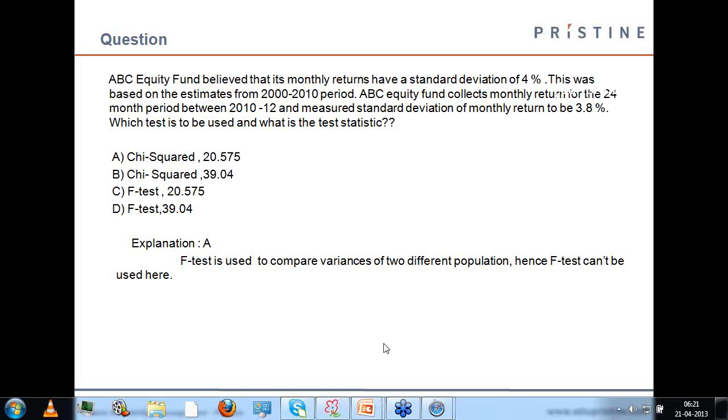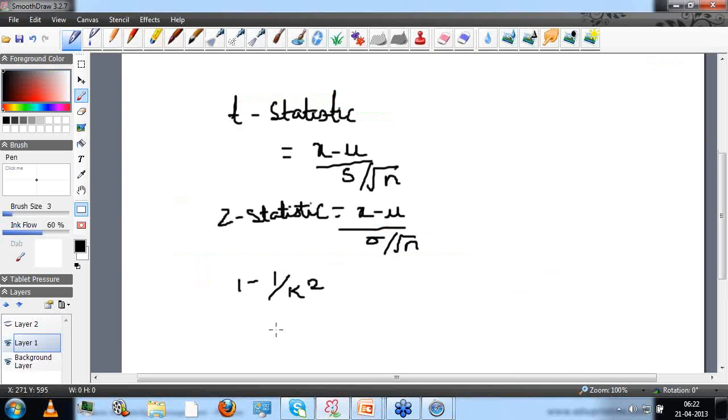The options given are either the chi-square test or the F test. It's important to note that the F test is also used to compare variances, but of two different populations. In this case, we have only one population, so we won't use the F test. We'll use the chi-square test. Now we have to calculate the test statistic.